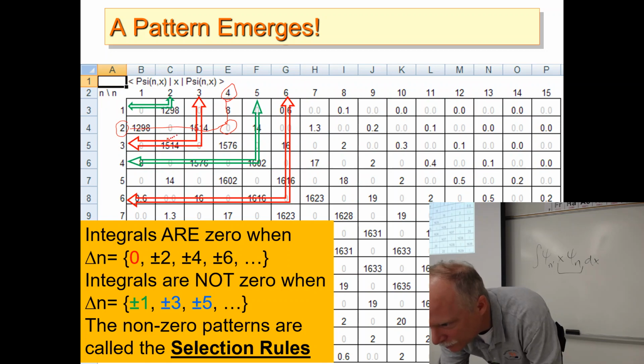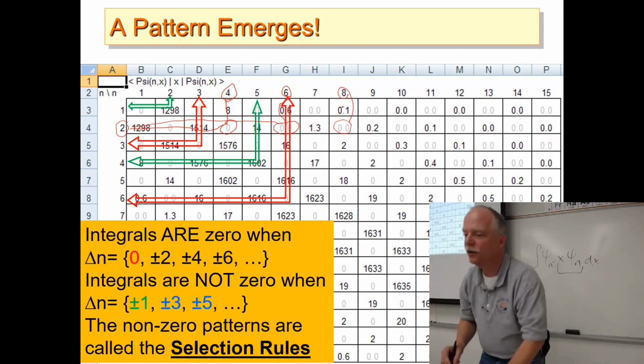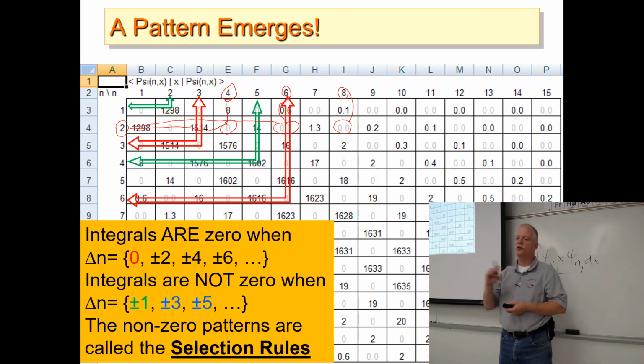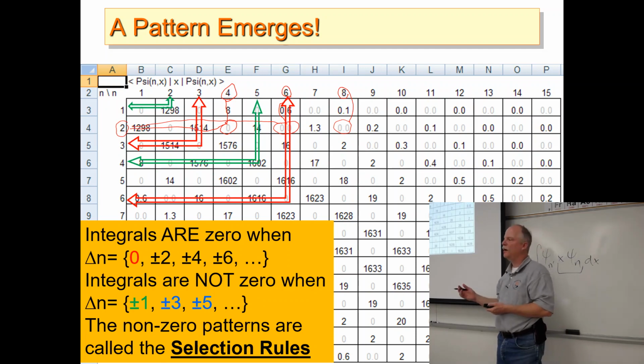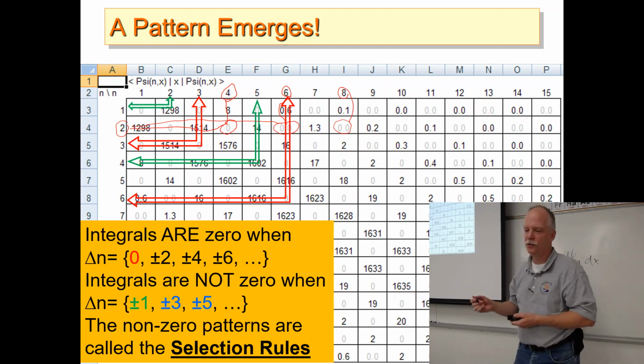If we went 2 to 6, that'd be a plus or minus 4. It's a 0. 2 to 8, plus or minus 6, that's a 0. And so we see this pattern, the integrals are 0 whenever we're jumping an even number of levels. The integrals are non-zero when we're jumping an odd number of levels. I've shown in green the plus or minus 1s.